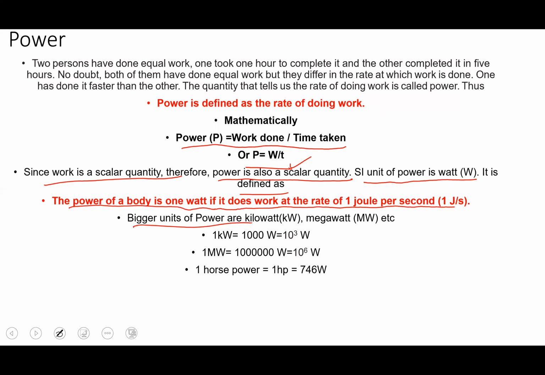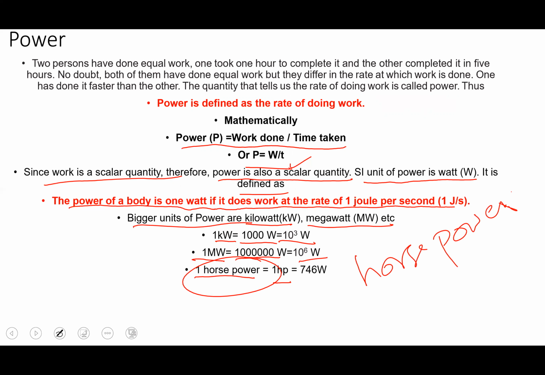Bigger units of power are 1 kilowatt or 1 megawatt, just like in the case of work. So 1 kilowatt is equal to 1000 watts or 10^3 watts. 1 megawatt is equal to 10^6 watts. 1 horsepower, or 1 HP, is equal to 746 watts, where HP represents horsepower. Horsepower is another unit, used in olden days for measuring power.